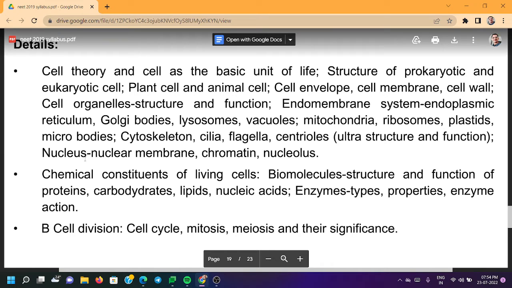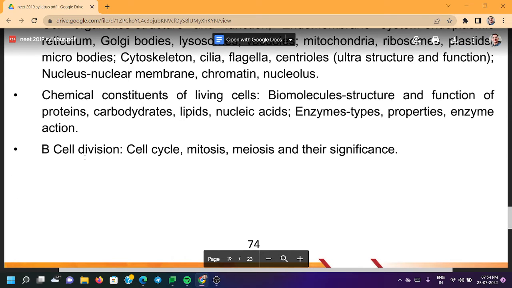Chemical constituents of living cells, biomolecules, structure and function of proteins, carbohydrates, lipids, nucleic acids, enzymes: types, properties, enzyme action. B. Cell division, cell cycle, mitosis, meiosis, and their significance.